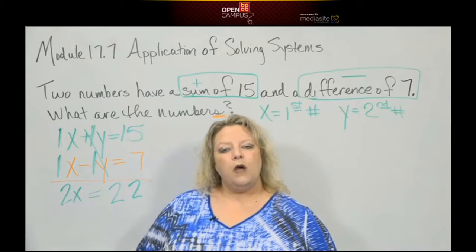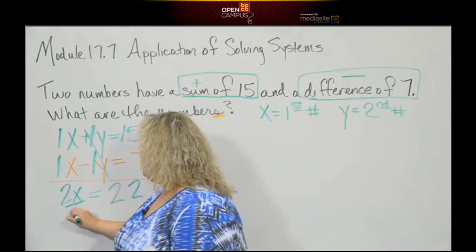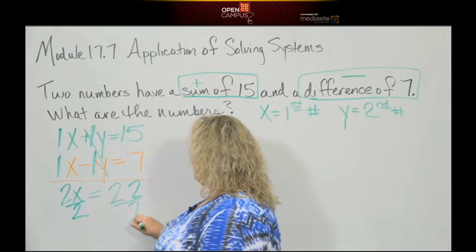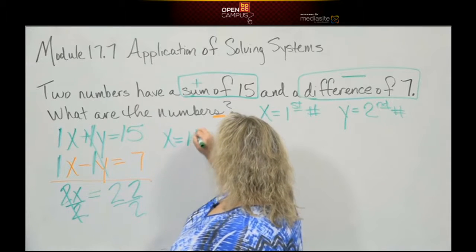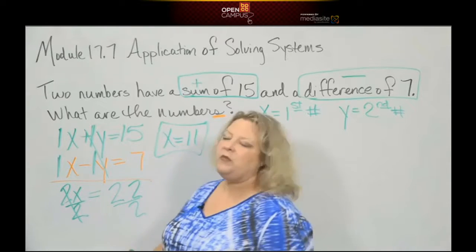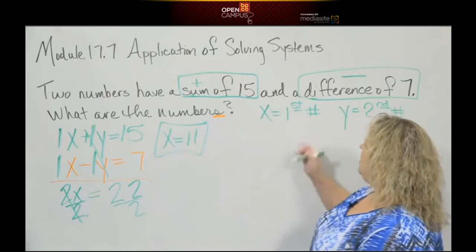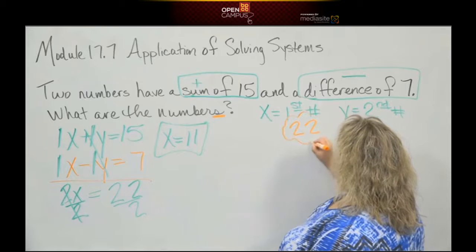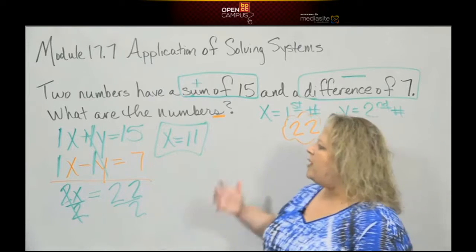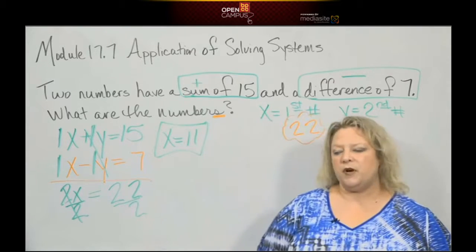Now, when I do my division, I divide by 2 and I get x is equal to 11, okay? So my first number, over here, my first number is 22. Now I'm halfway done. All I have to do is find the other number.